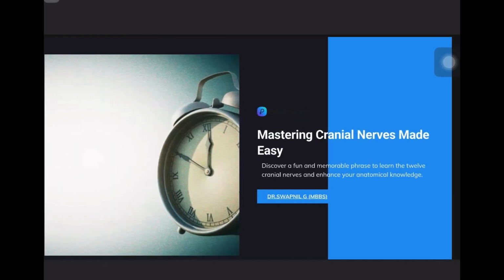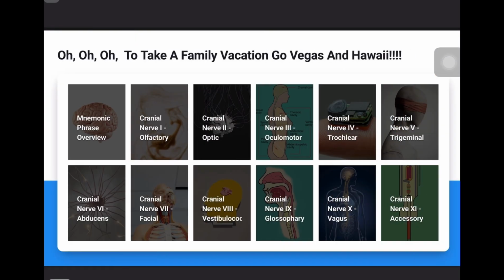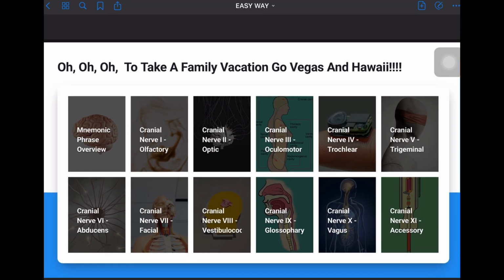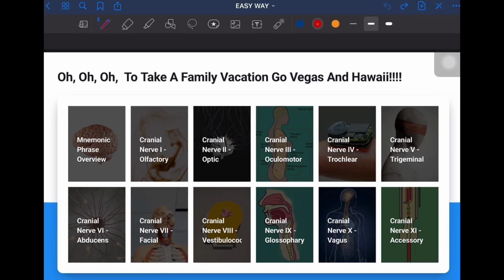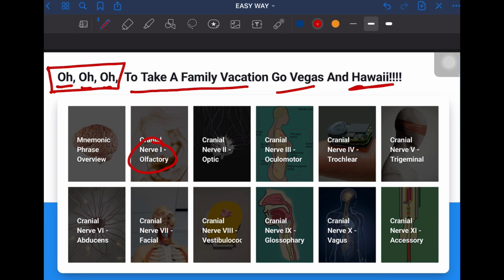Okay, today we will learn about the cranial nerves in a fun and lucid way. So this is the mnemonic for the cranial nerves. Just see: O to take a family vacation, go Vegas and Hawaii. So see, the first three are related to O. The initial letter is O. First three is O. So the first is O for olfactory, the second O is for optic and the third O is for oculomotor.